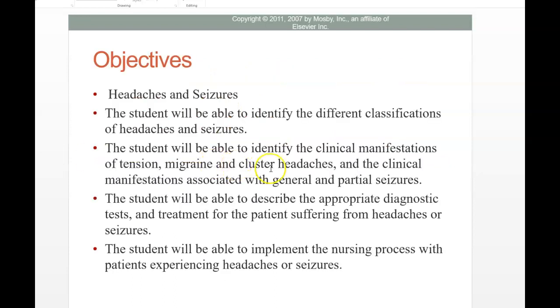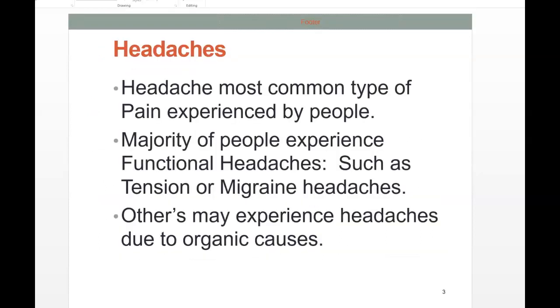The objectives for this particular lecture are: the student will be able to identify the different classifications of headaches and seizures. The student will be able to identify the clinical manifestations of tension, migraine, and cluster headaches, and the clinical manifestations associated with general and partial seizures. The student will be able to describe the appropriate diagnostic tests and treatments for the patient suffering from headaches or seizures, and the student will be able to implement the nursing process with patients experiencing headaches and seizures.